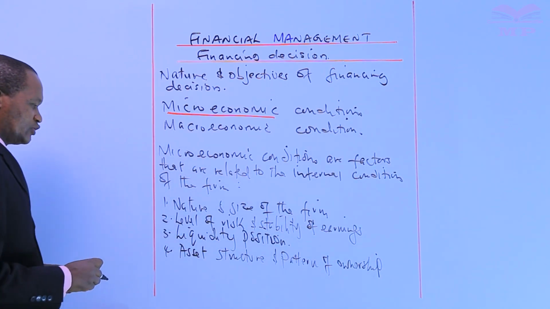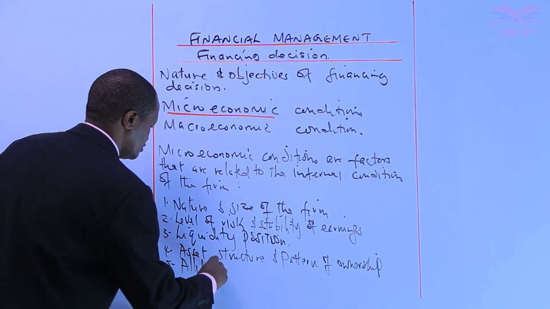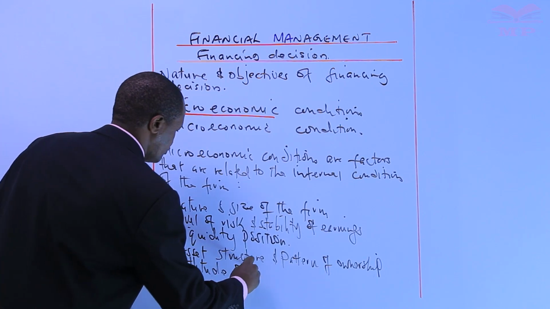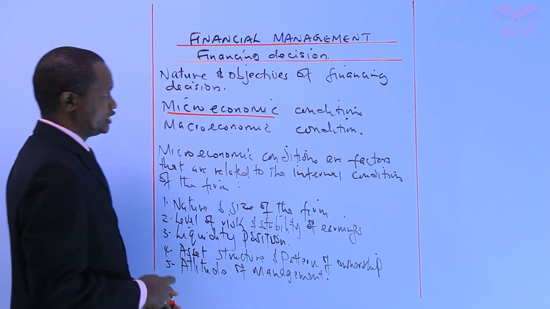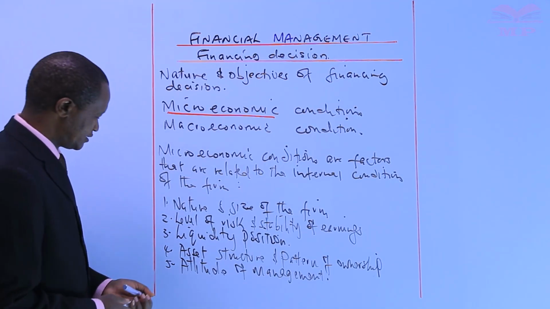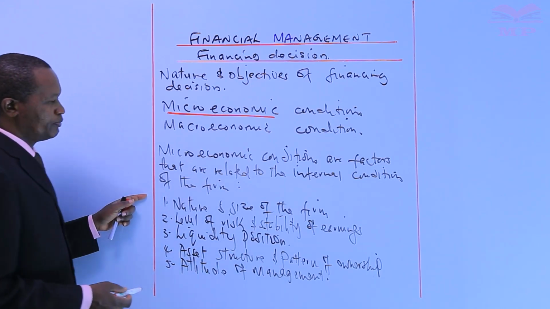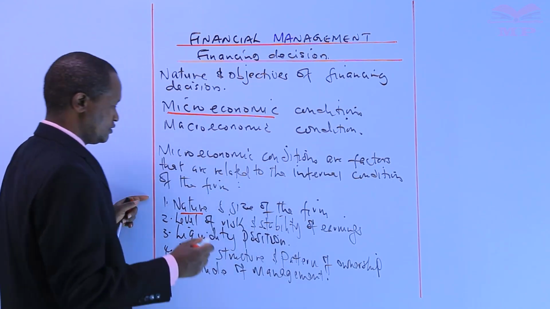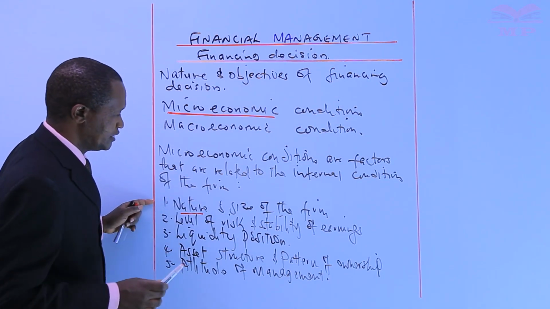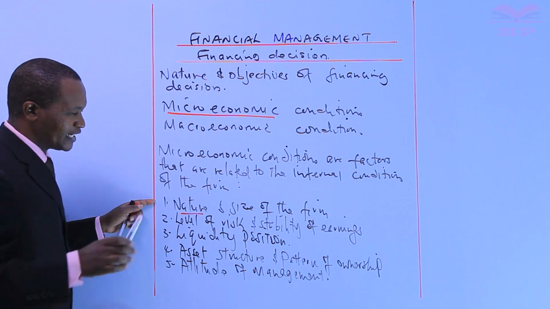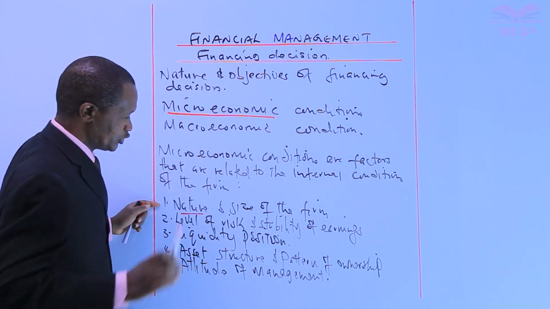Another internal condition or factor is the attitude of management. So let's discuss some of these microeconomic conditions in brief, starting with the nature and size of the farm. How does the nature and size of the farm influence financing decisions?